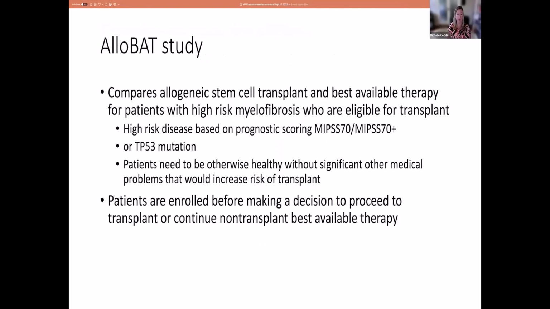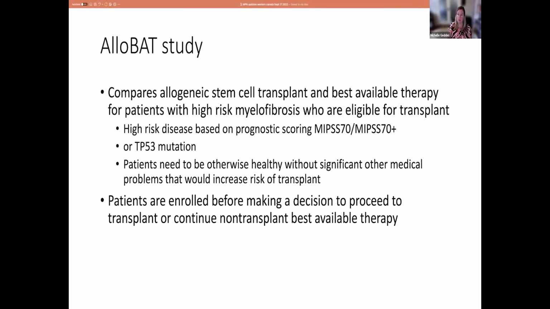And so Dr. Villenueve mentioned the AlloBat study. This is a very interesting study. They're looking at sort of feasibility and doing it in several centers across the country. But hopefully this can also be expanded into a larger study. And this is, again, a Canadian initiated trial. And so this takes patients who have high risk myelofibrosis who are eligible for transplant, so otherwise fairly fit and healthy patients, and compares outcomes if we do stem cell transplant versus best available therapy.